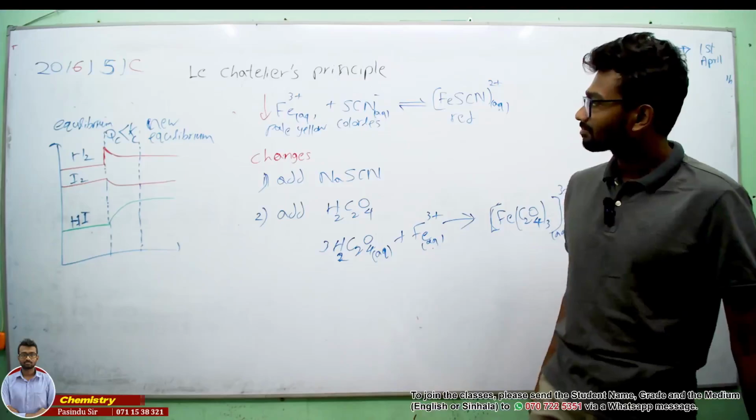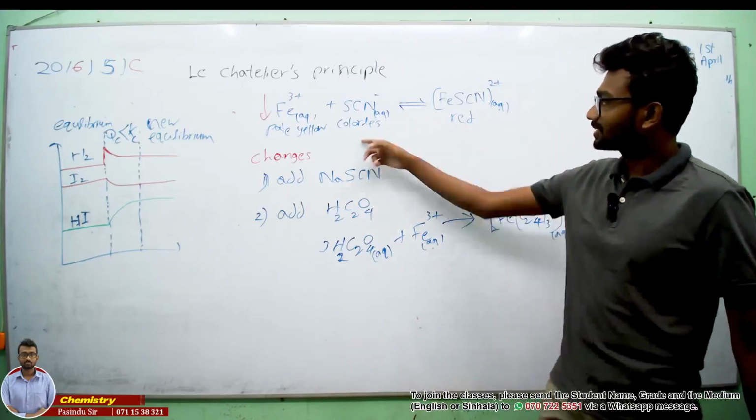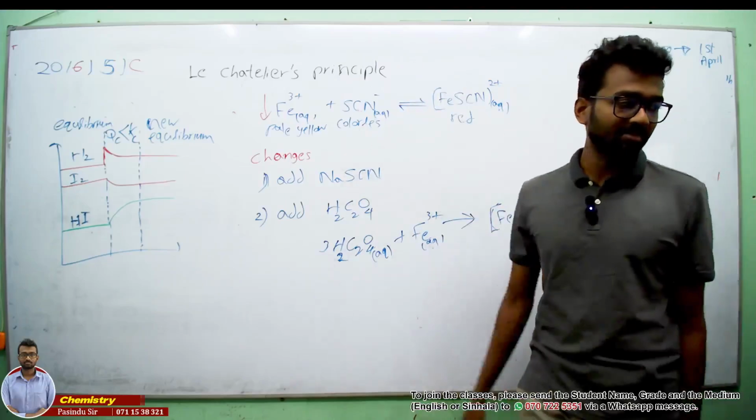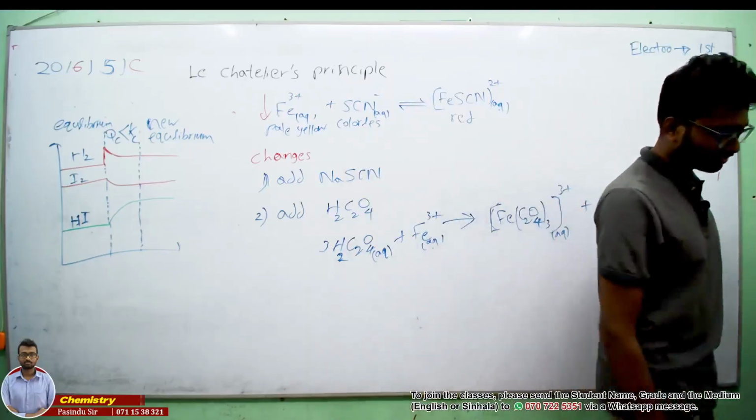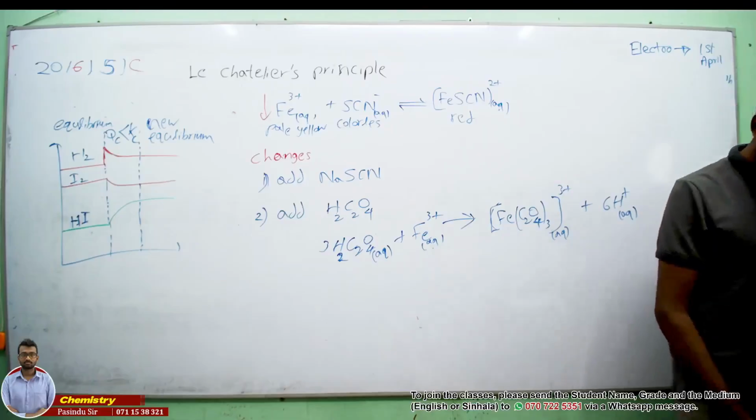Then FeSCN2+ reduces, SCN- increases. Then the solution becomes colorless. Clear?